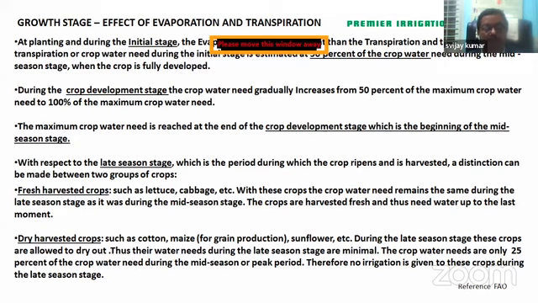But there are many dry harvested crops like cotton, maize, etc., which are maize for grain production. So here what will happen, the crop water needs that have to be given will be only 25% of the crop water that is required during the mid-season or peak period. So you will have to understand whether it is a freshly harvested crop or is it going to be a dry harvested crop. So you can see how the water requirement is also varying with the growth stages.